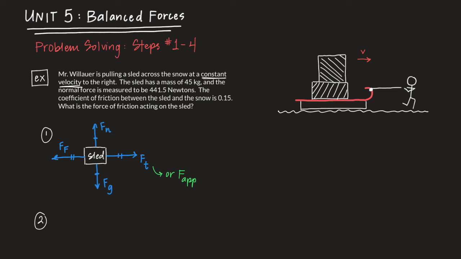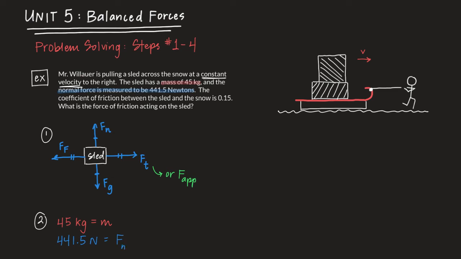So moving on to step 2, what are our givens in the problem? The first number that we see is that the sled has a mass of 45 kilograms. So 45 kilograms is equal to the mass m of the sled. Then it tells us that the normal force is measured to be 441.5 newtons. So 441.5 newtons N is equal to my normal force. They told me that directly.